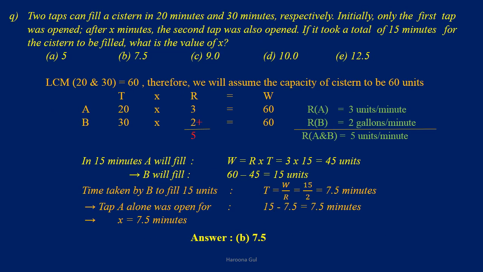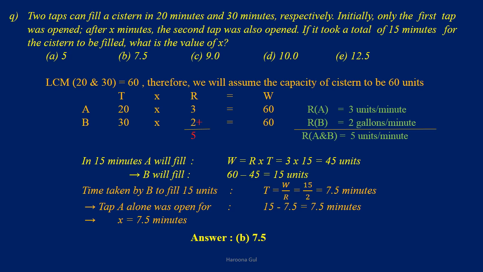We will now solve the same problem in a standard way, and before we begin solving this question, I'm going to read out the same problem. 2 taps can fill a cistern in 20 minutes and 30 minutes respectively. Initially, only the first tap was opened, and after X minutes, the second tap was also opened. If it took a total of 15 minutes for the cistern to be filled, what is the value of X?